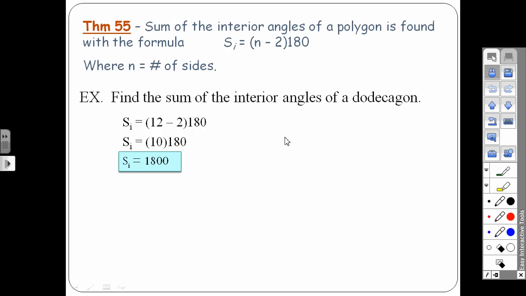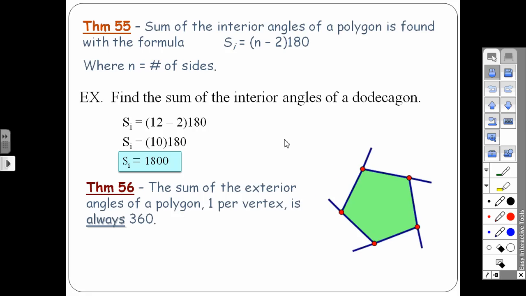Okay, so that's the sum for the interior angles. What about the sum for the exterior angles? Well, Theorem 56 tells us that the sum of the exterior angles of a polygon is always going to be 360 degrees. And notice this little disclaimer here is that we're taking one per vertex.